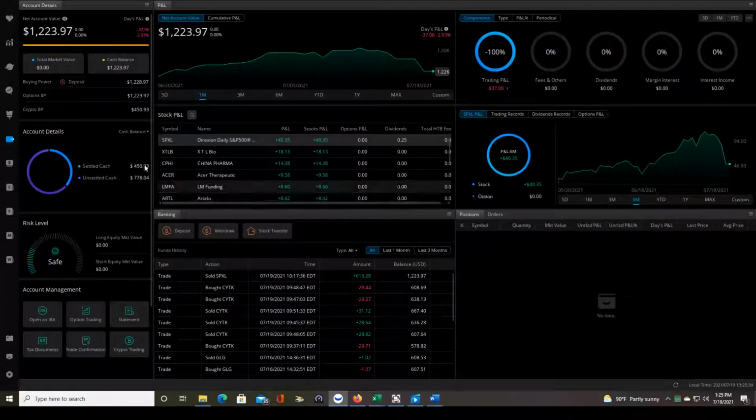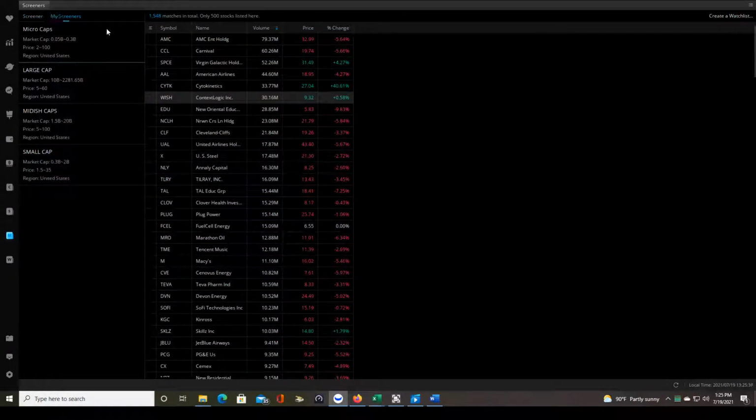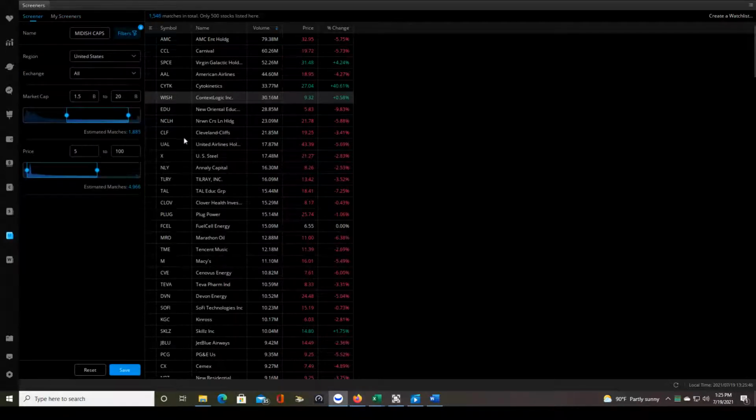So let's get to the screener. I'm going to show you how I pick the stocks every day. So go to my screeners and mid-ish cap stocks. Always click these 3 dots, click on modify. I actually forgot to do that at one point this morning, and I'll show you the results of that.